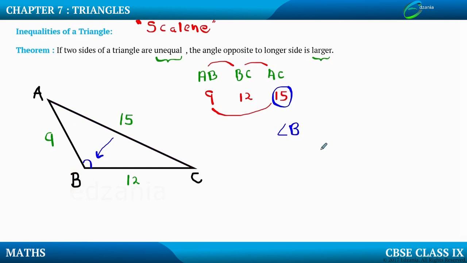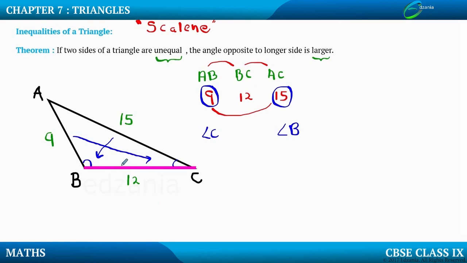Again, which is the smallest side over here? The smallest side is AB. As you can clearly see, AB is 9 and AB is the smallest side. Which is the angle opposite to AB? The angle opposite to AB is angle C over here. So angle C has to be the shortest angle, because the side opposite to angle C, that is AB, is the shortest side. Therefore, angle C is the shortest angle, and then which side remains?